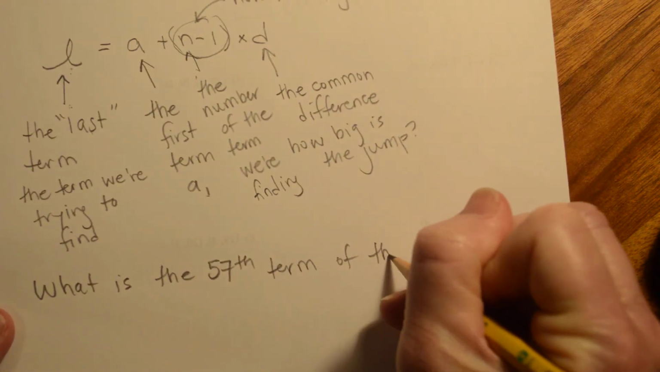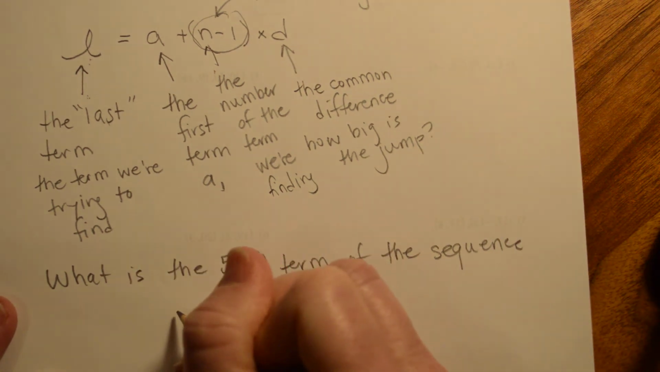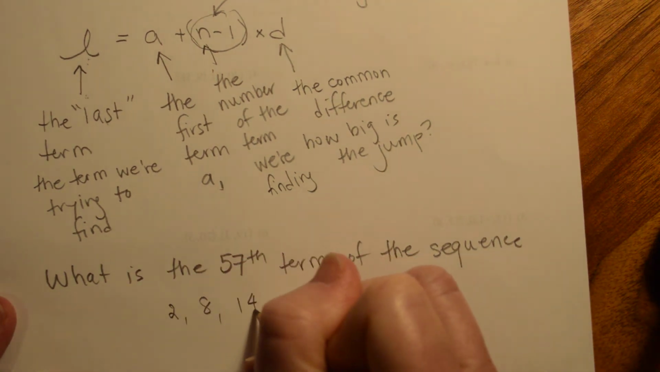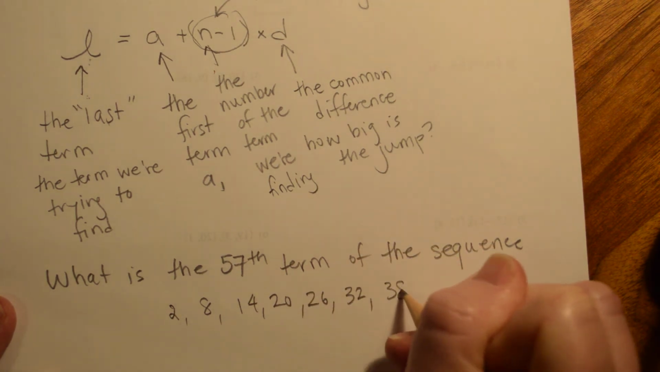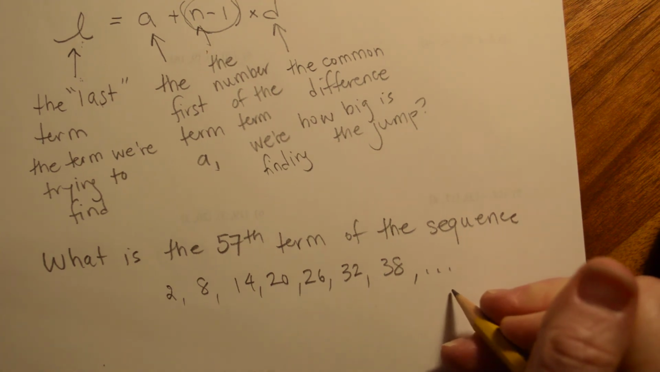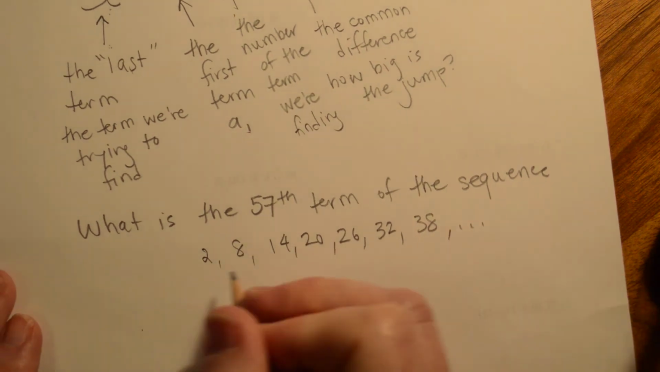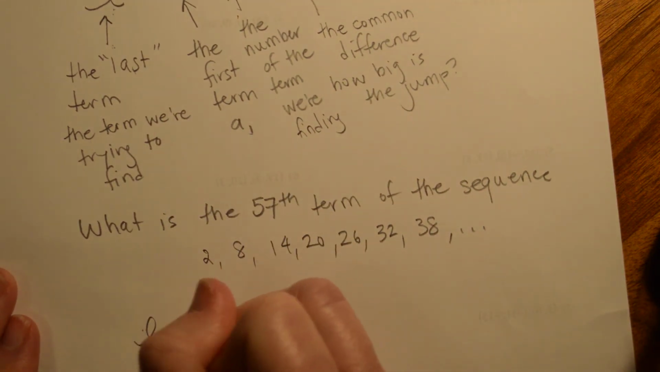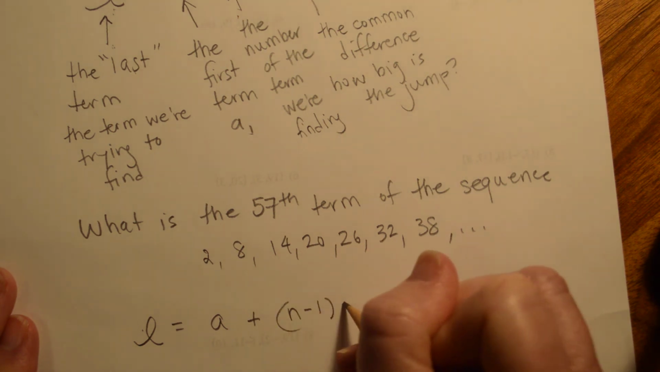Of the sequence 2, 8, 14, 20, 26, 32, 38, and so forth. Okay, so let's write down our formula. L equals A plus N minus 1 times D.